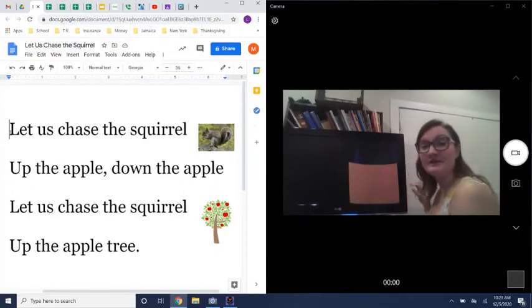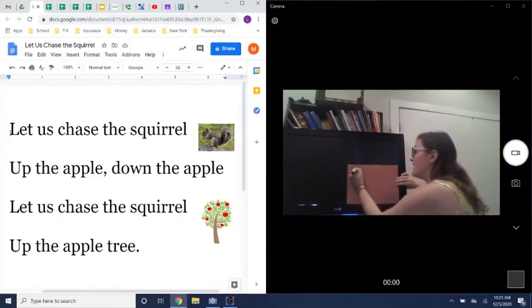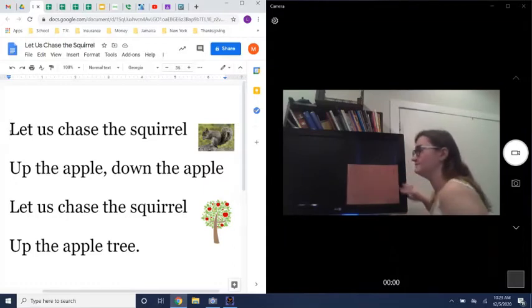Let us chase the squirrel up the apple tree, down the apple tree. Let us chase the squirrel up the apple tree.